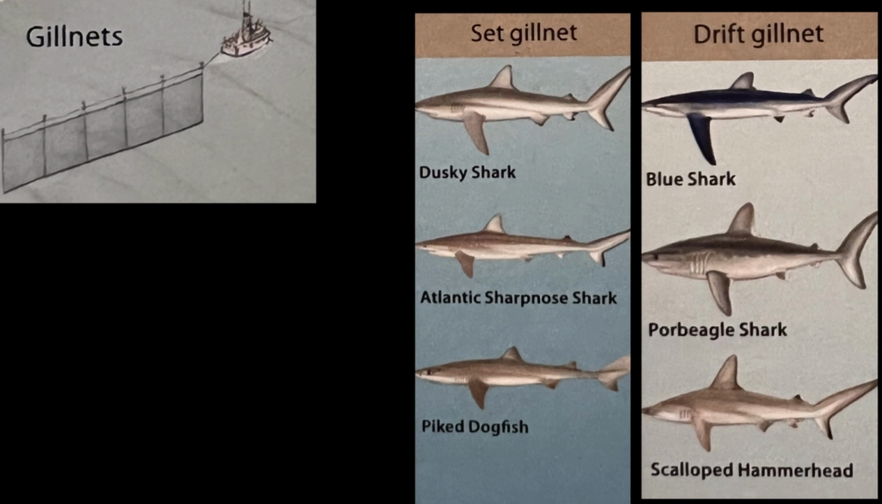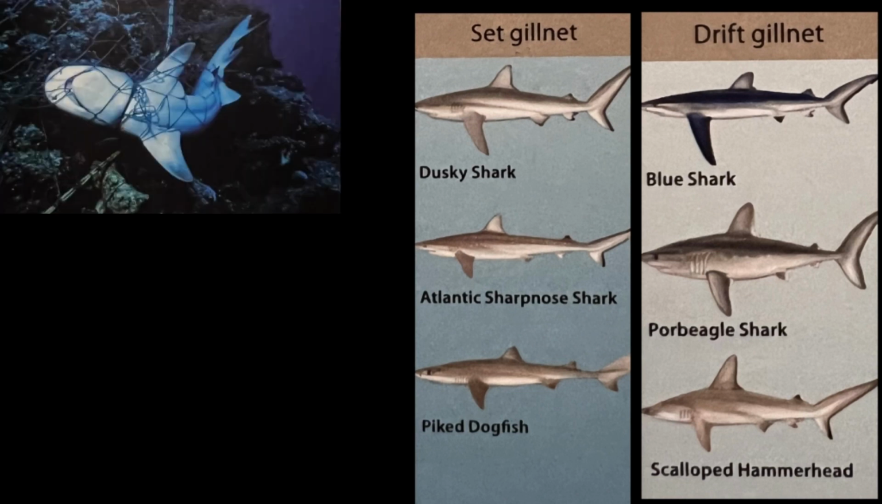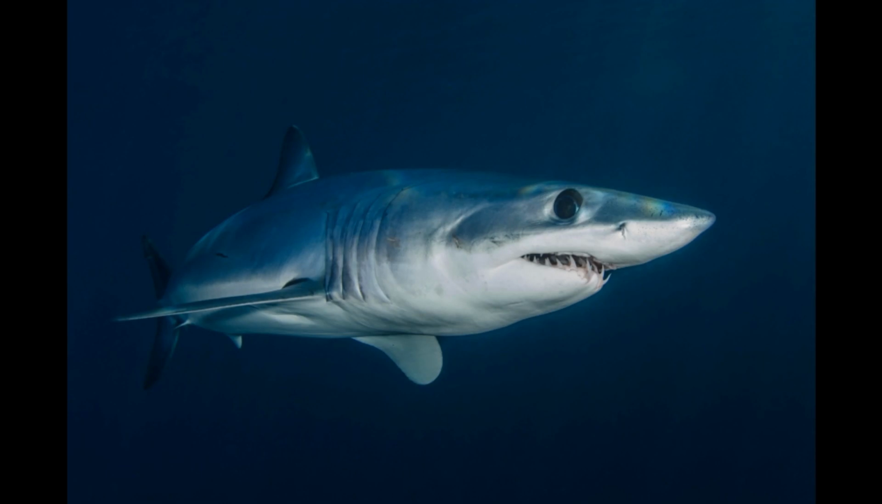Another issue with nets in general is that they can break away from the boat and get lost at sea. Lost nets are called ghost nets, and they are a threat to all marine life, as animals might become entangled in them as they drift through the sea.